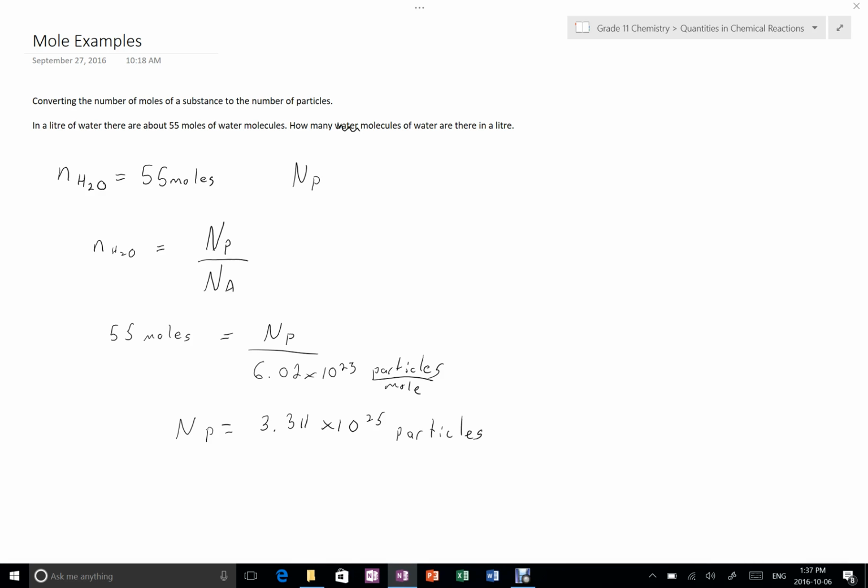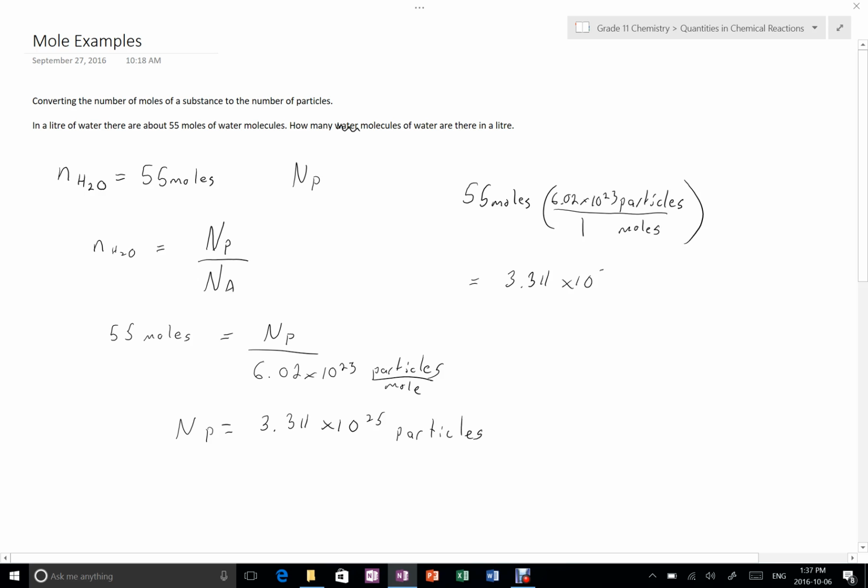Using the factor reduction method, I would have said I have 55 moles. I want to convert moles to particles. So for every 1 mole I have 6.02 times 10 to the 23 particles, and so 55 times 6.02 is 3.311 times 10 to the 25 particles. You can take either approach, whichever you feel more comfortable with, equations or factor reduction.